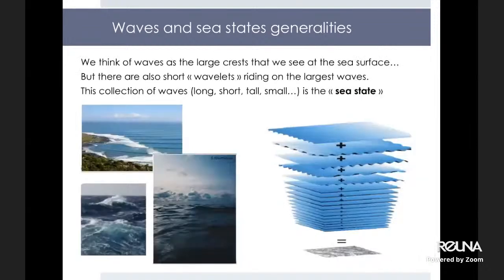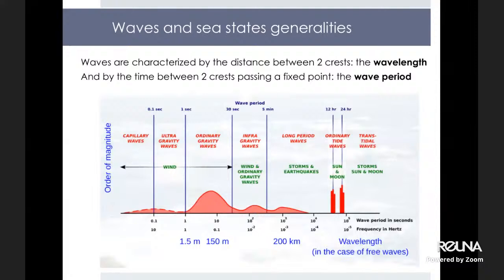So now, what are waves and how do we represent them? We can think of waves as these large crests that we see from the seashore. But there are also numerous really shorter wavelets riding on the large waves that make this complex sea state a superimposition of different kinds of waves. Waves are usually characterized by a few key parameters: the wavelength, which is the distance between two crests, or the wave period, which is the time between two crests passing at a fixed point, or the significant wave height, which represents part of the energy.